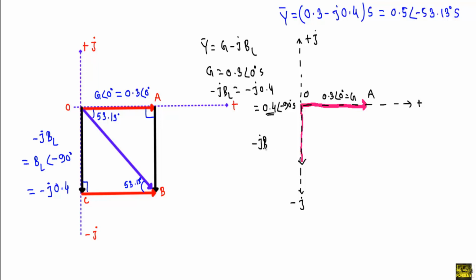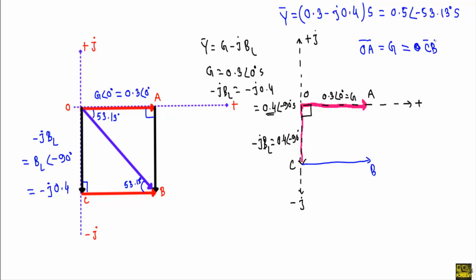Minus jBL is equal to 0.4 phase angle minus 90 degree. That means it will create minus 90 degree angle with this real axis. As we are moving in the clockwise direction, the angle will be minus 90 degree. Okay, so this will be OC, let's say. Now see, this OA is the conductance G. I can draw an equal vector of this OA from this point. Let's say this CB will be the equal vector of this OA.